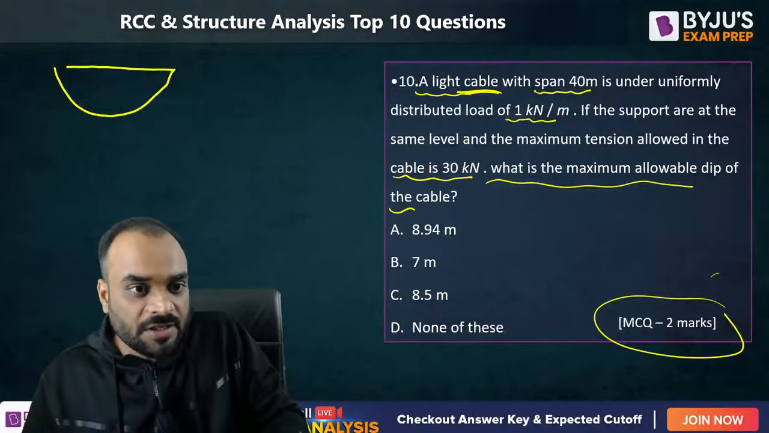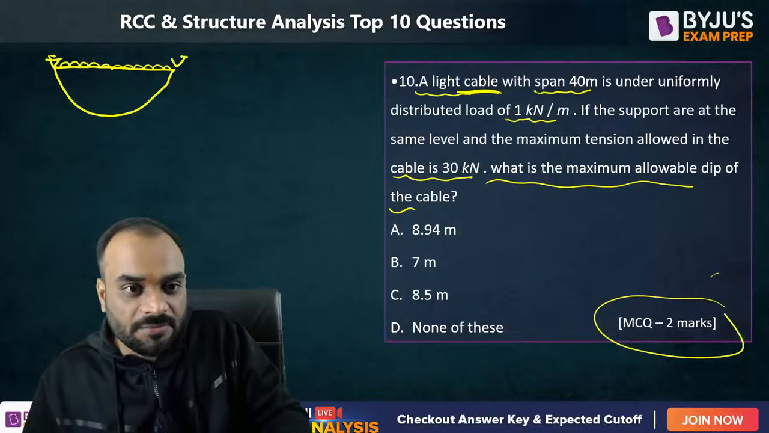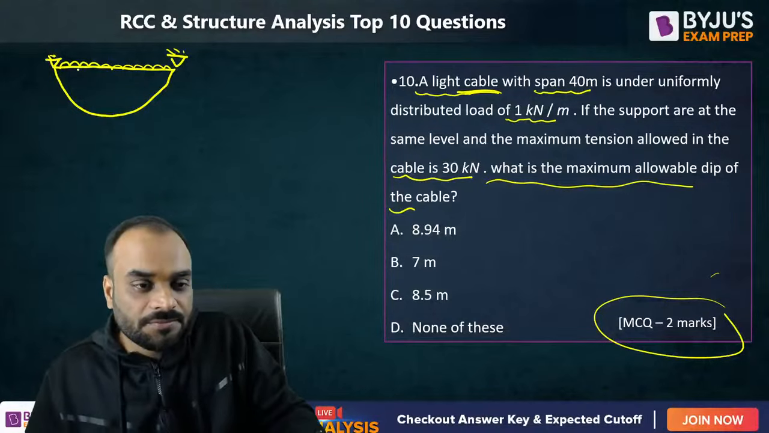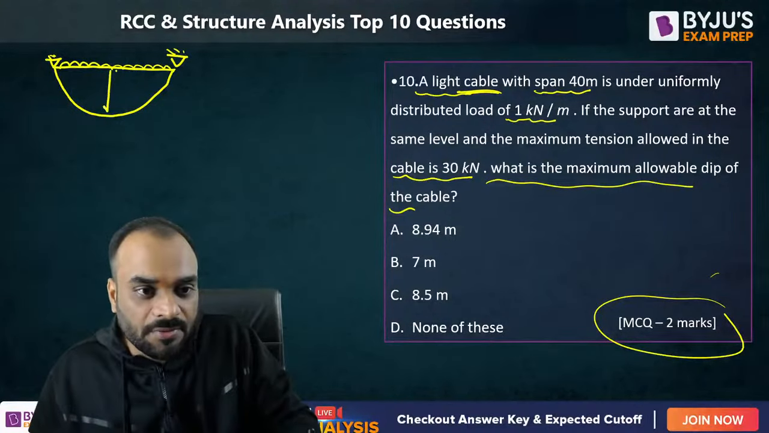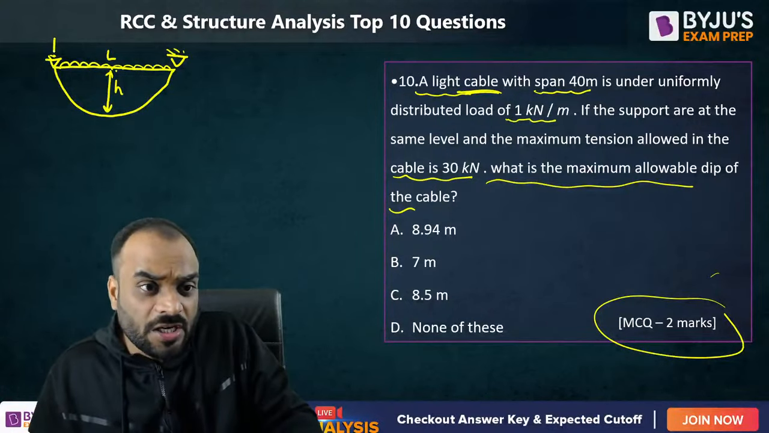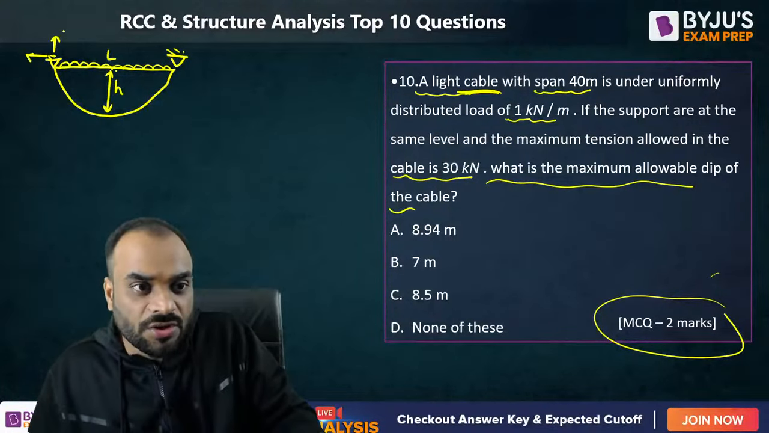Let us consider this is our cable and this is our support. Let us consider UDL is placed on the entire span, and this is our dip. Let us consider this dip is H and the span is L. So there are two reactions, one is vertical, second is horizontal. Let us consider this is VA and this is HA.